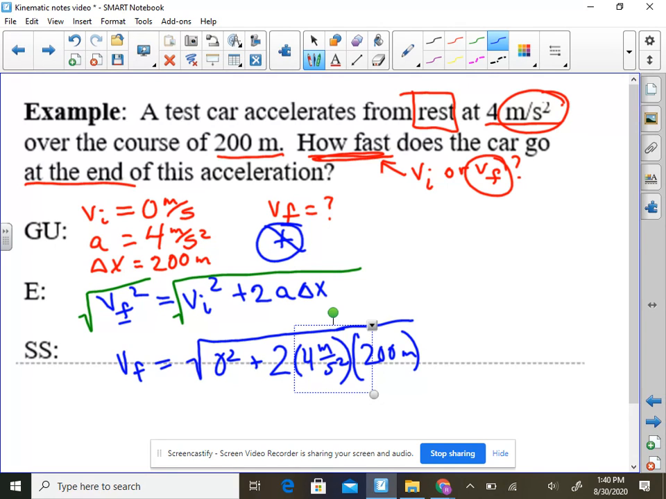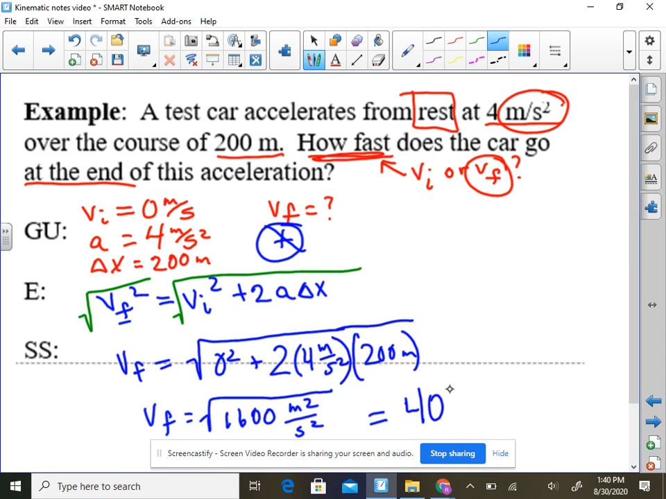And so if I multiply that, I get 2 times 4 is 8 times 200 is 1600. And that's meters squared over second squared. And if I take the square root, I end up with 40 meters per second.